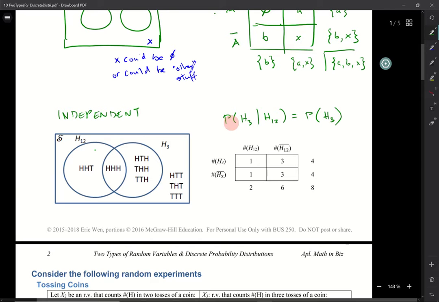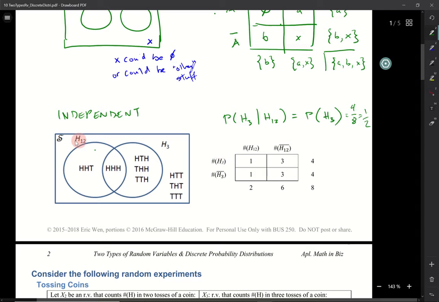Okay. So you look at the contingency table and you say, well, I don't see where it's independent, right? So here's how you notice. Remember that this is what independence means. So what's the probability of H3? Here you have to look at the probability of H3, which is basically 4 over 8, which is equal to a half.